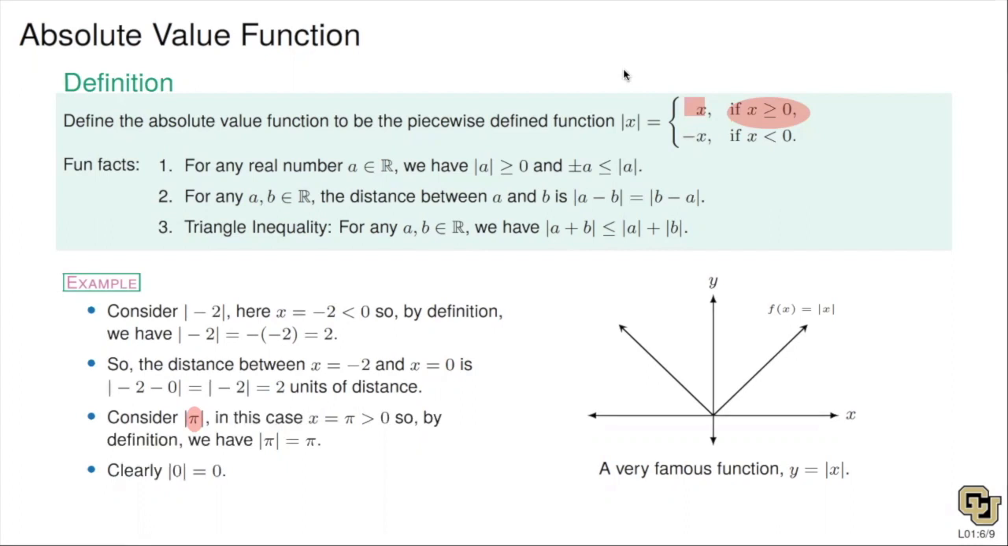Finally, of course, absolute value of 0 is 0. I mean, there's no of course about it. It's by definition. That's just how it's defined to be.